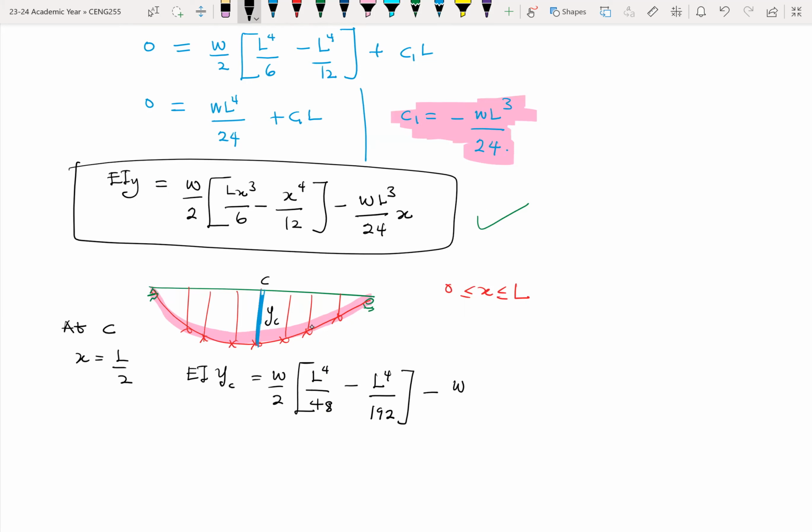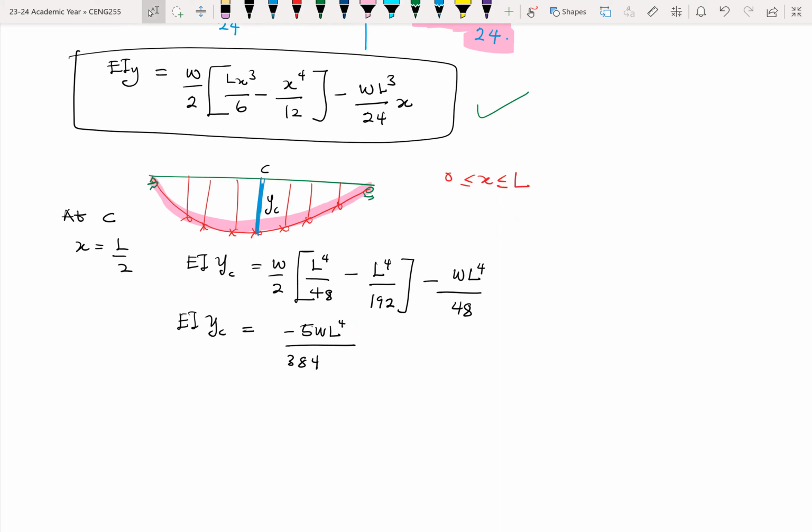Then here to minus WL^4 over 48. Okay. So once you substitute x with L over 2, these are the set of equations that you have. So EI·yC would be equal to minus 5WL^4 over 384. Okay. So the EI can go and divide, which means that your yC is minus 5WL^4 over 384 EI.